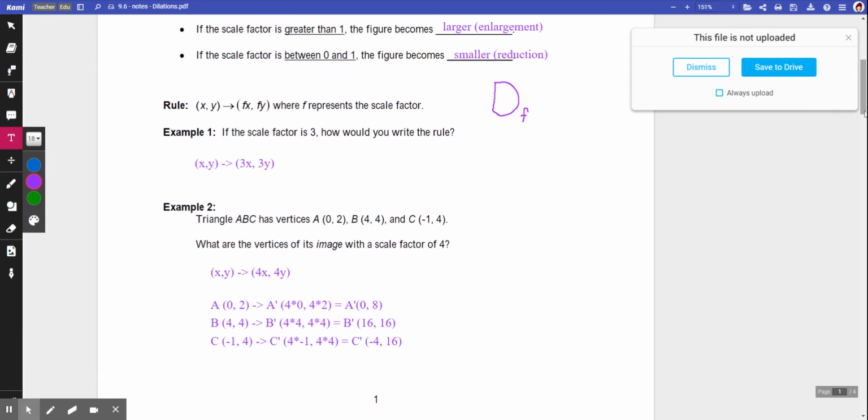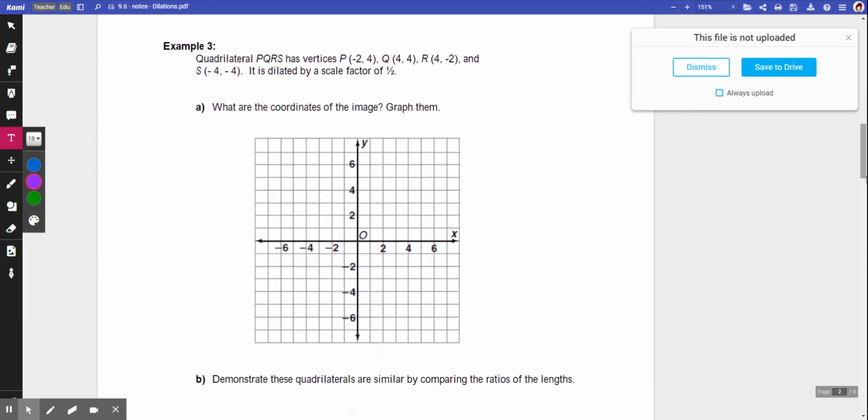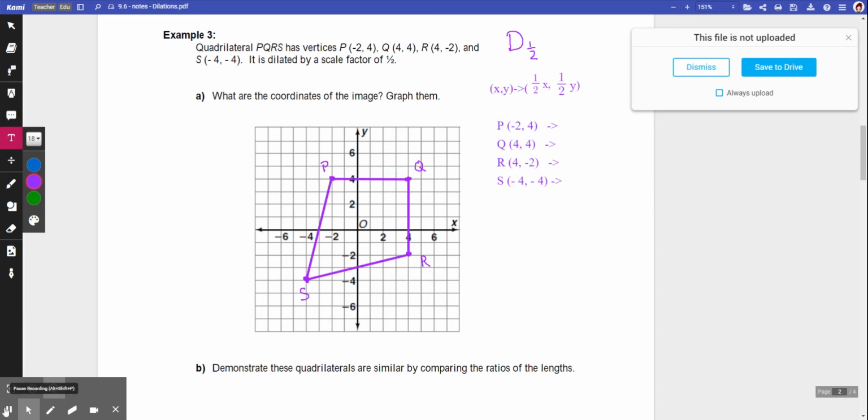So this is our concept. And now we're going to try this on an actual graph. We have quadrilateral PQRS with vertices (-2, 4), (4, 4), (4, -2), and (-4, 4). We're going to dilate it by a scale factor of 1/2. So my shorthand notation is D 1/2. And then my algebraic rule is (x, y) maps onto (1/2 x, 1/2 y).